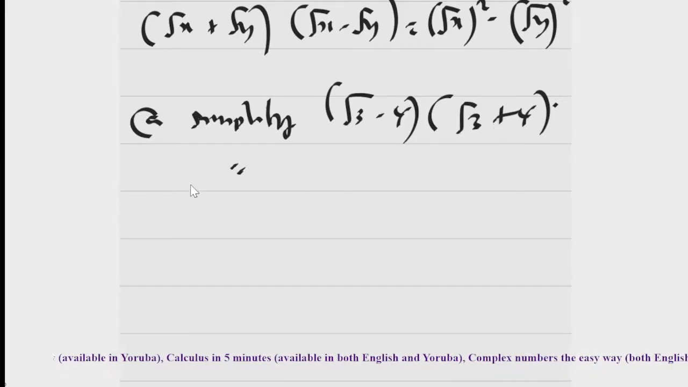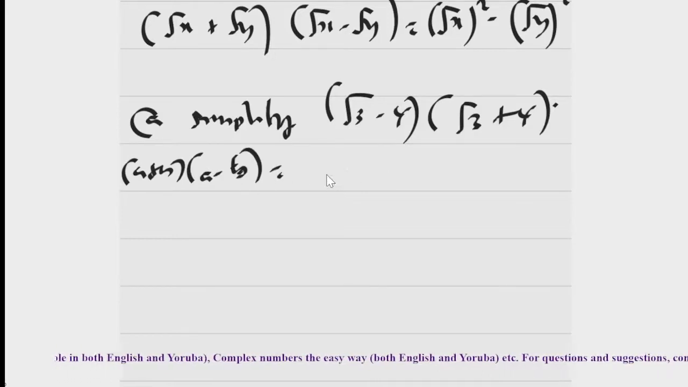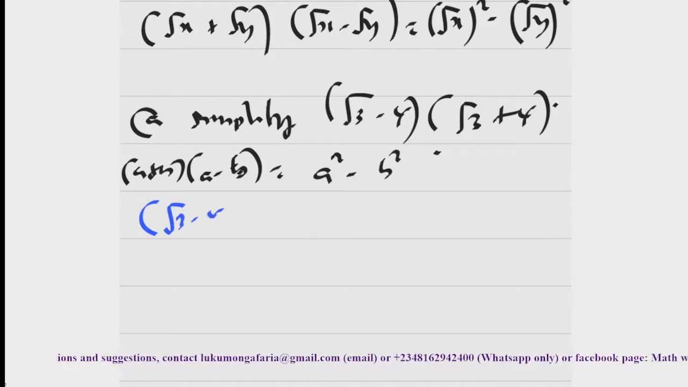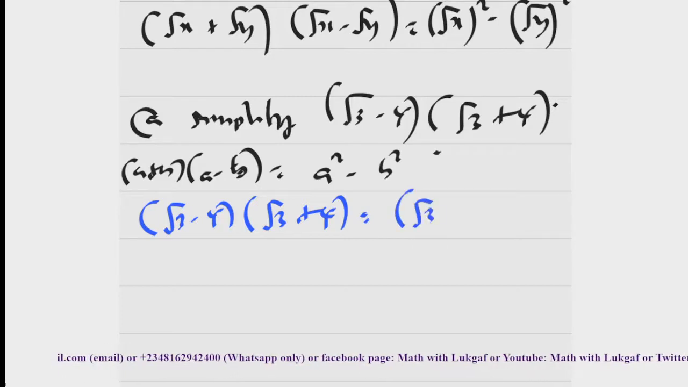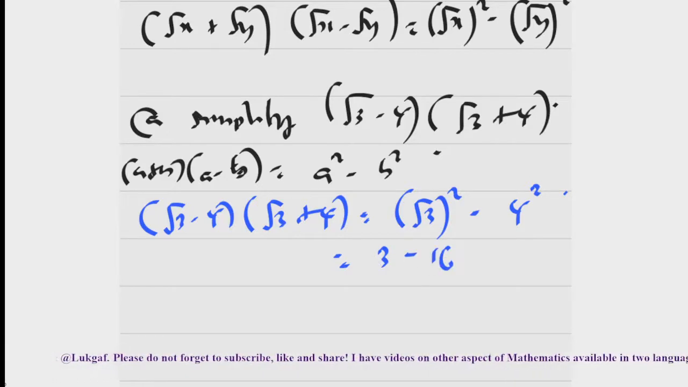What are you going to apply? Recall, when you have a plus b, a minus b, the difference of two squares is a squared minus b squared. The first term squared minus the second term squared. So similarly, when you want to simplify this further, you have root 3 minus 4, root 3 plus 4. Then this is going to give me what? Root 3 everything squared minus 4 everything squared. And root 3 squared will give me 3. Root 3 times root 3 is what? 3. Root a multiplied by root a is a. Then minus 16. Then that's going to give you minus 13.